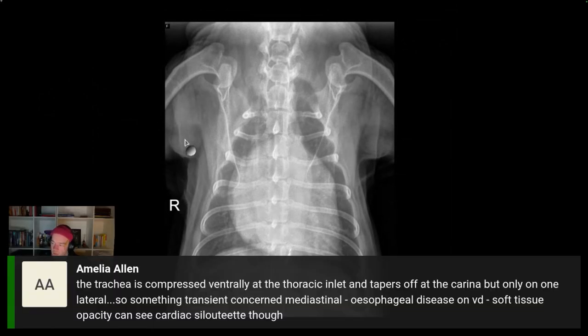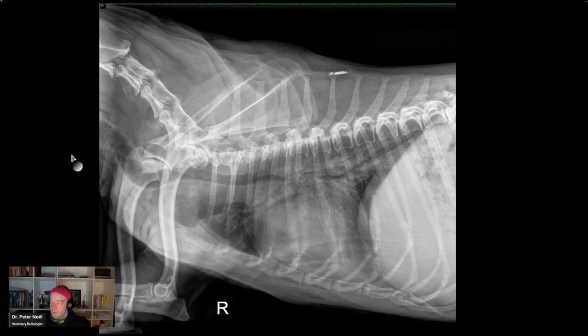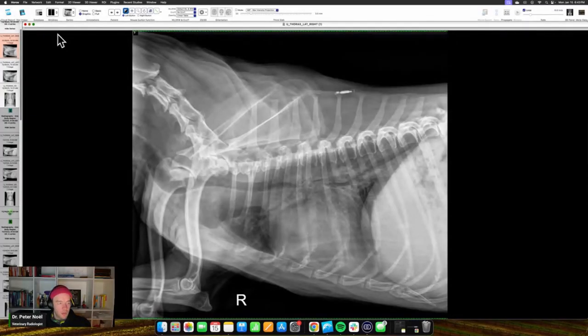Okay, so the trachea is compressed ventrally at the thoracic inlet and appears to taper at the carina, but only on the lateral. So something transient concerning these tones. Anybody else? You guys are, this is good. I like it. So let's pull up the two views and just show you.